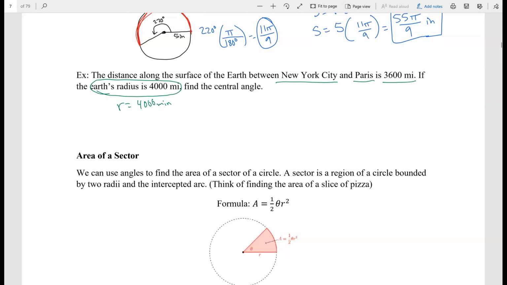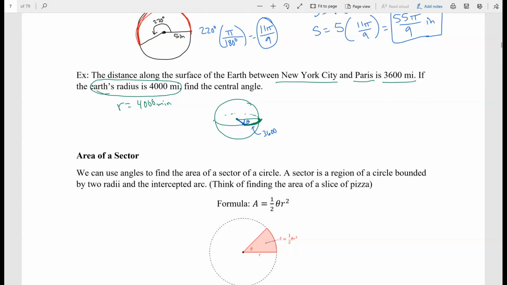So if I were to draw, and I remember I can't draw, so let's say this is a circle. This is the Earth, and we know that this is the center. And we know that the radius is 4,000 miles. And let's say New York City's right here, and Paris maybe could be over here. Then the arc length of this guy is going to be 3,600. We know what the radius is. We want to figure out what this angle theta is going to be.